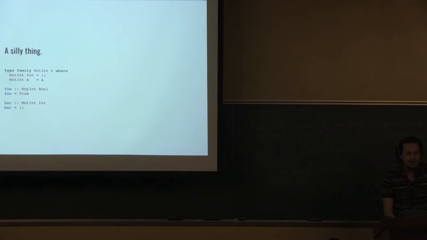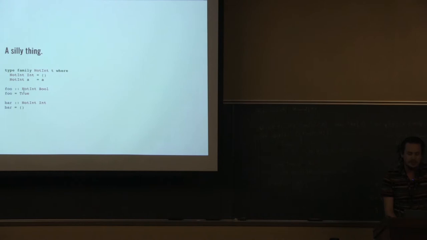So I can say foo is of type NotInt Bool. And then I can say foo is equal to true, right? And so this type checks. This is because I look at this and go through my patterns. I say, is it NotInt of Int? No, it's not. So it must be this NotInt of a, and so it returns a Bool. So this thing is actually a foo of Bool.